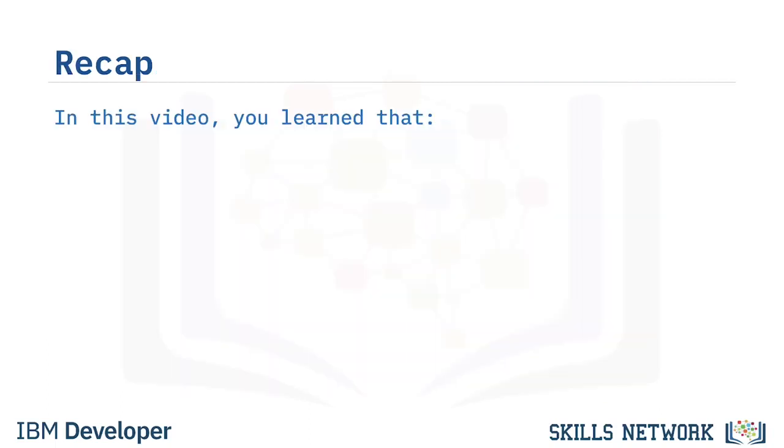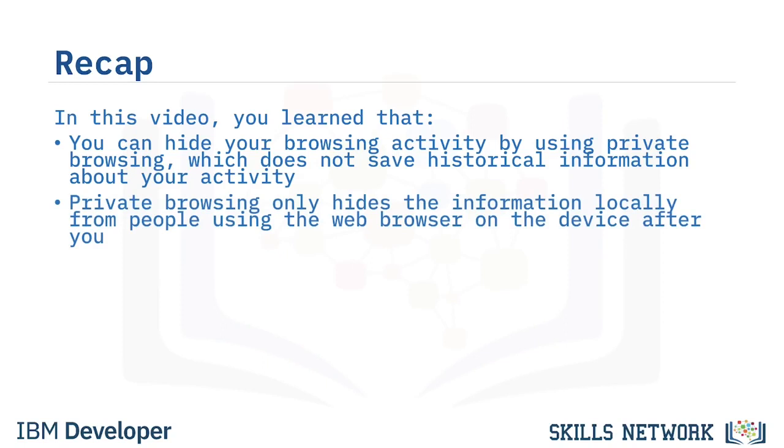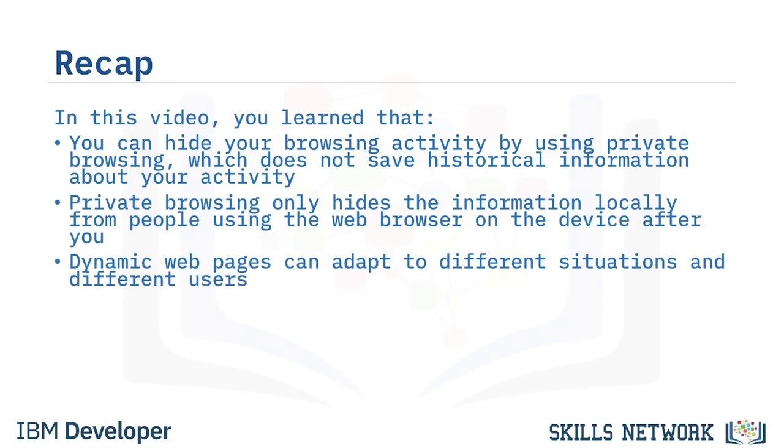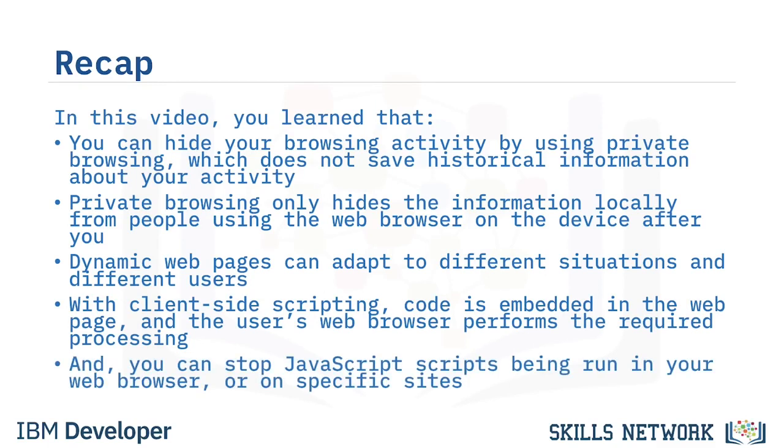In this video, you learned that you can hide your browsing activity by using private browsing, which does not save historical information about your activity. Private browsing only hides the information locally from people using the web browser on the device after you. Dynamic web pages can adapt to different situations and different users. With client-side scripting, code is embedded in the web page and the user's web browser performs the required processing. And you can stop JavaScript scripts being run in your web browser or on specific sites.